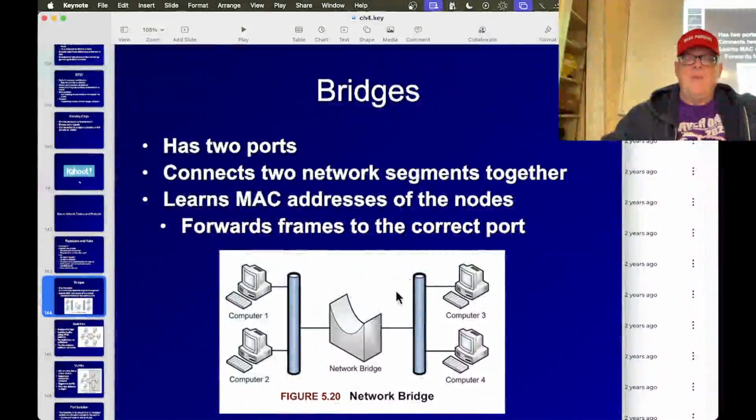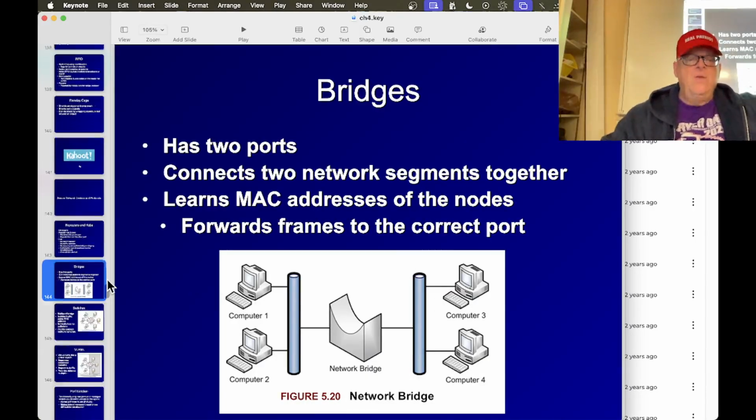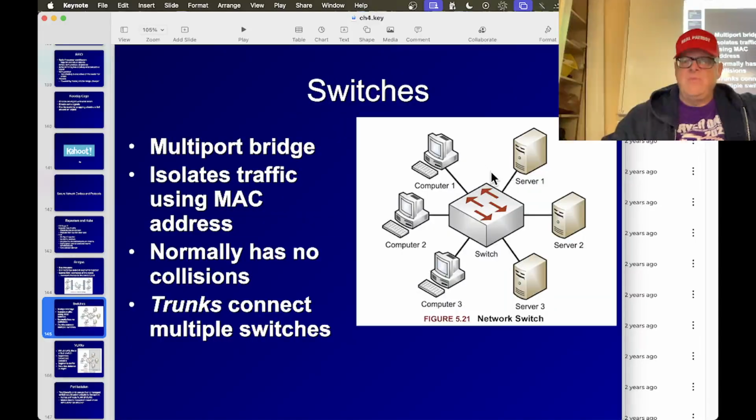Bridges have 2 ports, and the purpose of them is to connect 2 network segments together. The bridge will learn which MAC addresses are on this side and which are on that side, and it will only send traffic in the correct direction. A switch is a multi-port bridge, and this is what most people use now. It has intelligence, memory, a computer, and it keeps a switching table. It learns which MAC addresses are on every wire and only sends data down the correct wire to reach that MAC address. So essentially it ends all collisions. And trunks are lines that connect multiple switches.